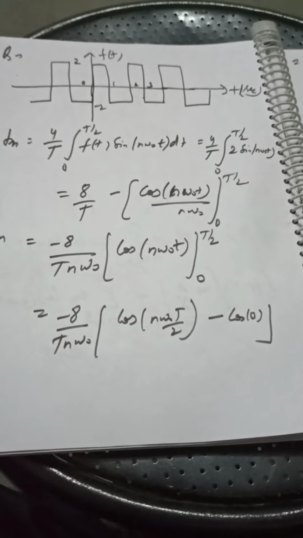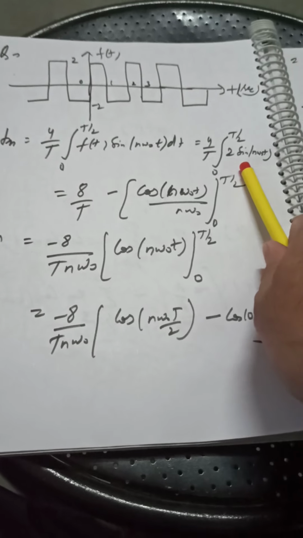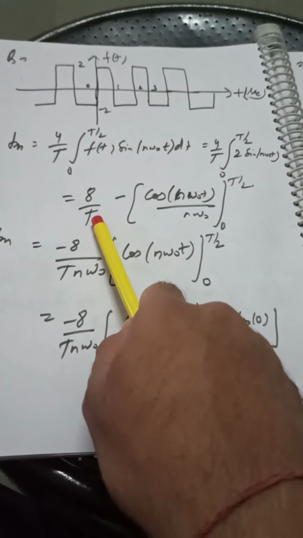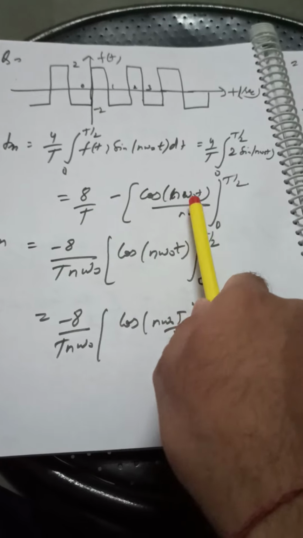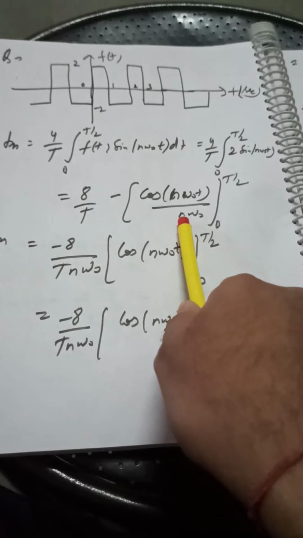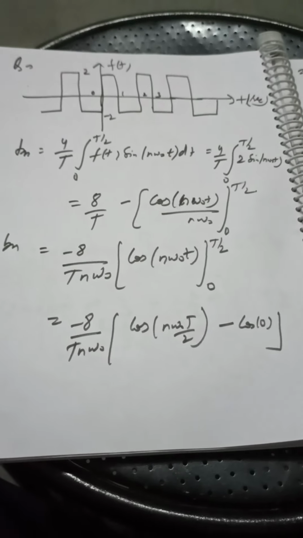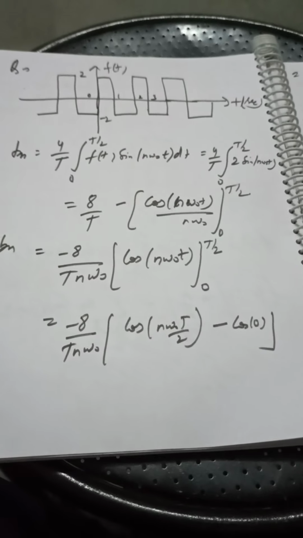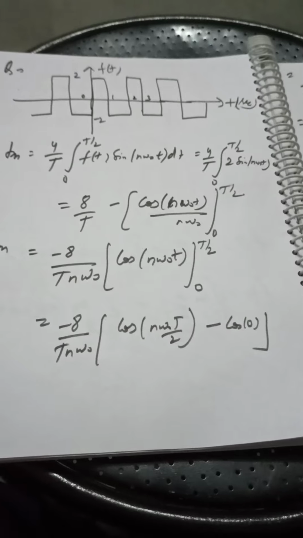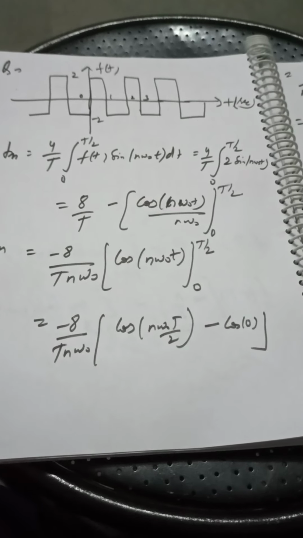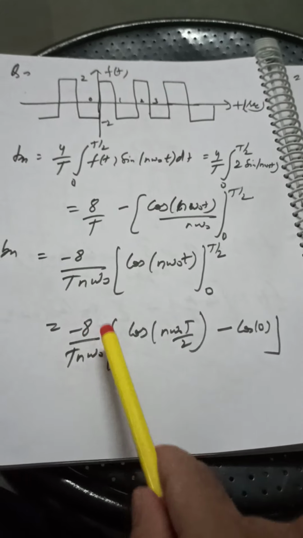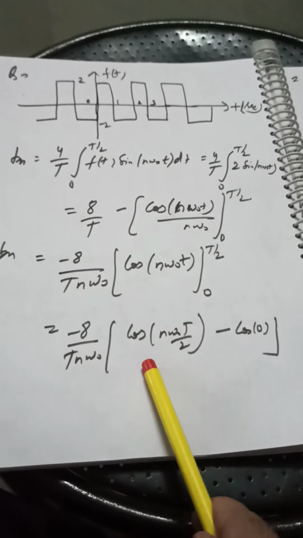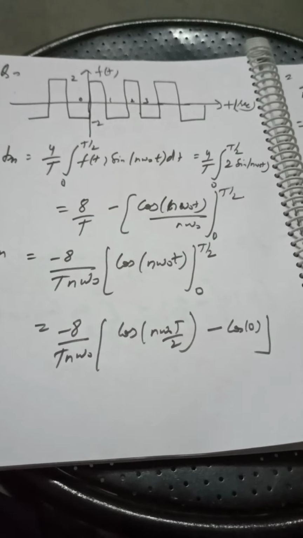So when we integrate this, obviously we are going to get 8 by T times minus cos of n omega naught t divided by n omega naught, because we are integrating with respect to t, and we are here to put the limits from 0 to T by 2. As the limits are put from 0 to T by 2, it becomes minus 8 by T n omega naught, cos of n omega naught T by 2 minus cos of 0.